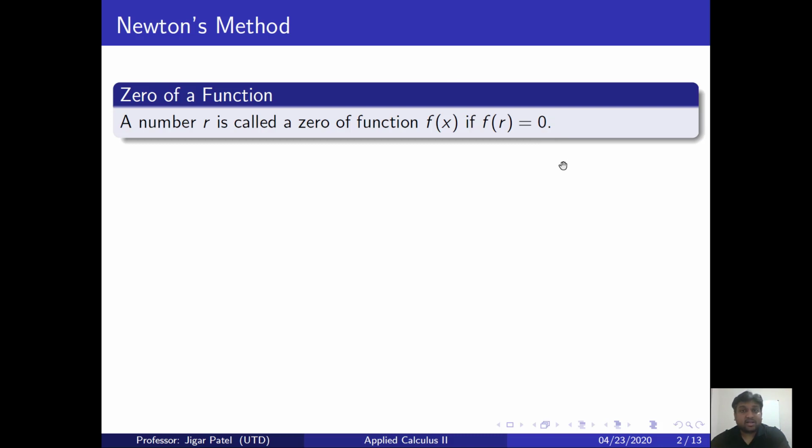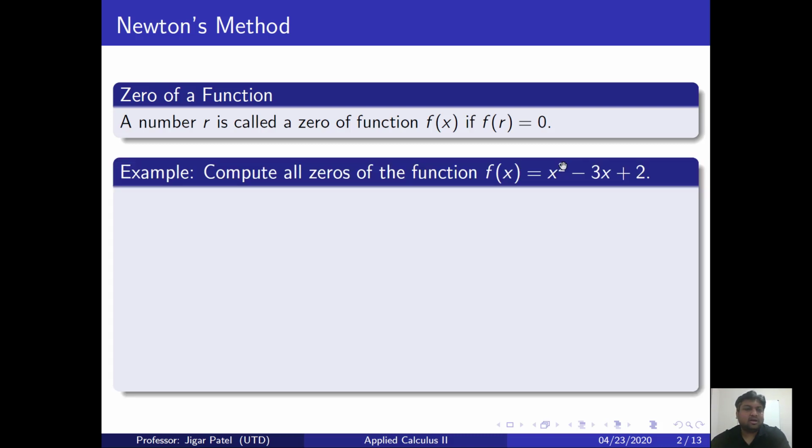You guys have calculated zeros of many polynomial functions throughout the semester in this course. Let's try to recall one very simple example. Here is a problem that you may have seen quite a few times. Compute all zeros of the function f of x equal to x squared minus 3x plus 2. Again, if a function is given, how do we calculate its zero? Well, set your function equal to 0 and solve the equation for x.